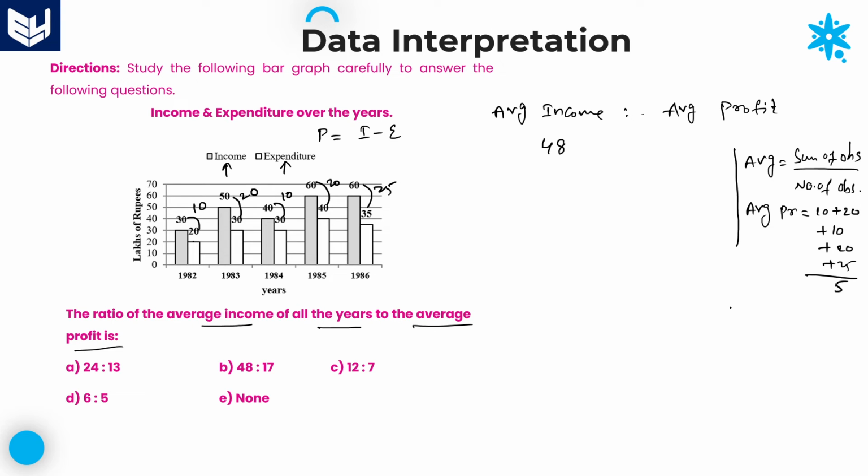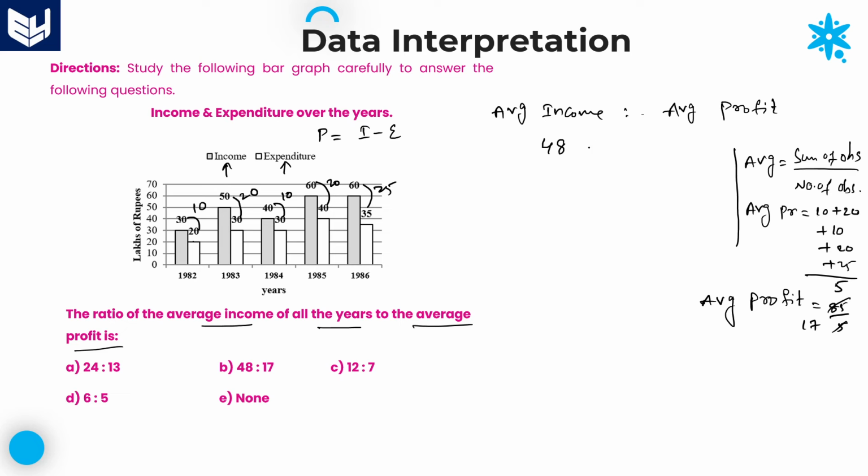Now you can take this value. Average profit is equal to 10 plus 20, 30, 30 plus 10, 40, 40 plus 20, 60, 60 plus 25, 85. 85 by 5, that is 17.